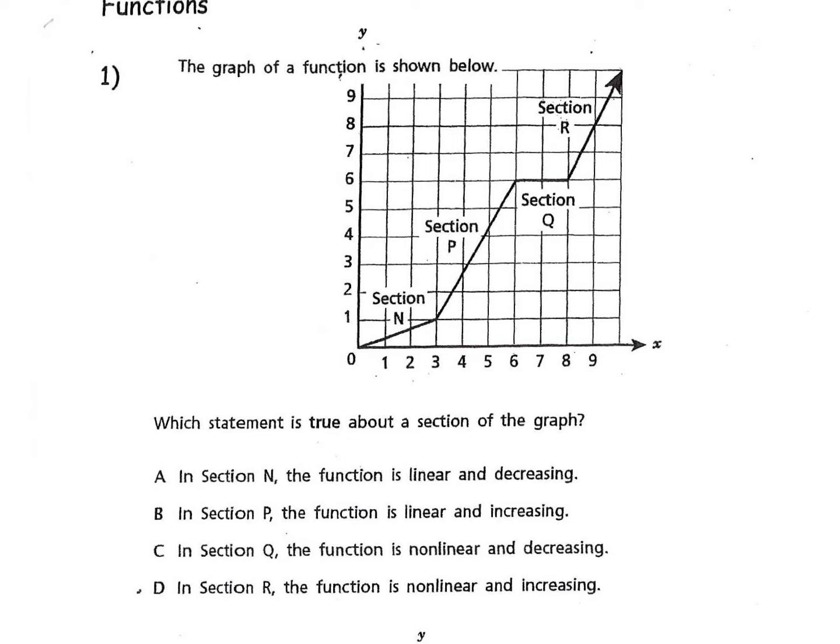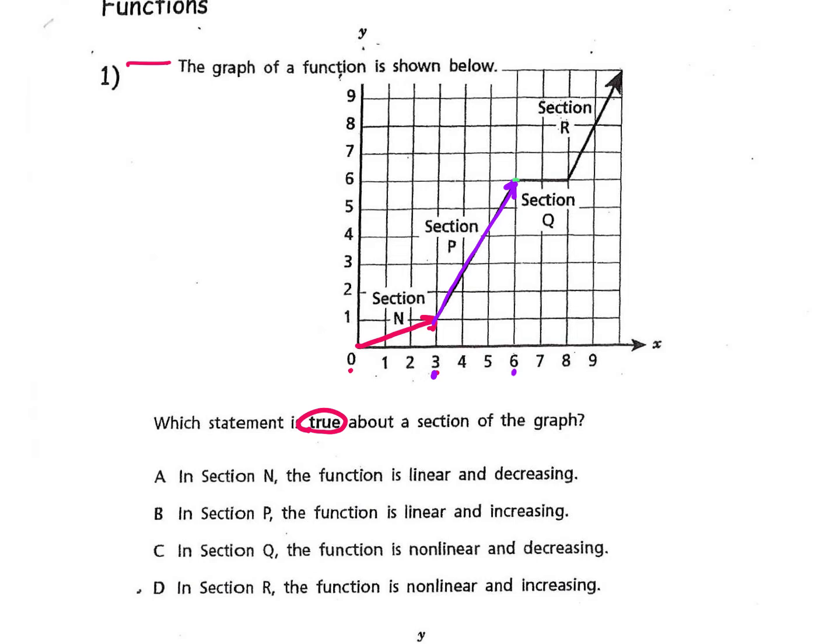Let's take a look at question number 1 in the multiple choice section. It states, the graph of a function is shown below. You can see it has 4 different sections. Which statement is true about a section of the graph? Well, first let's take a look. We're linear and increasing from 0 to 3. In section P, from 3 to 6, we're definitely increasing and linear.